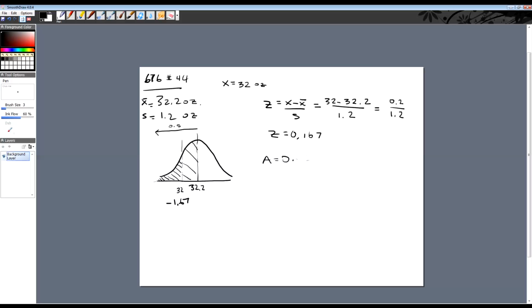So we look up the z-score for 0.167, which is about 0.17. Our table only goes to 2 decimal places, so 0.17 gives us an area of 0.064.